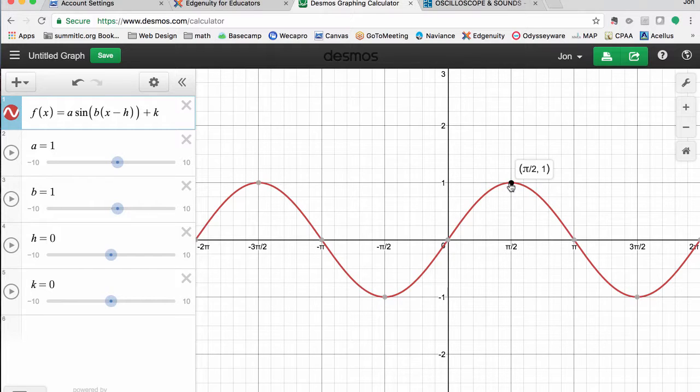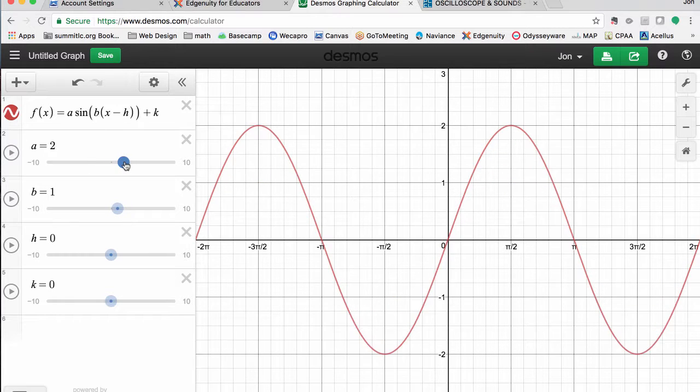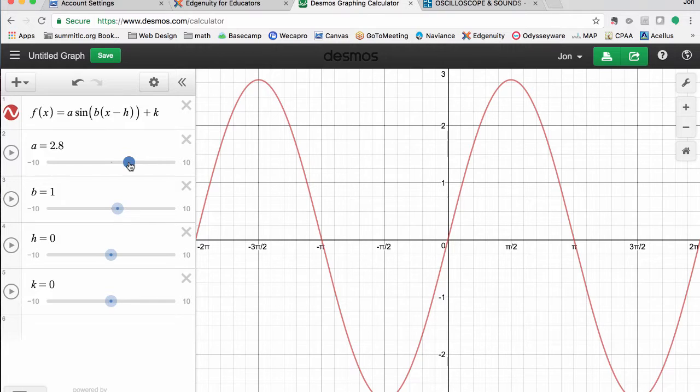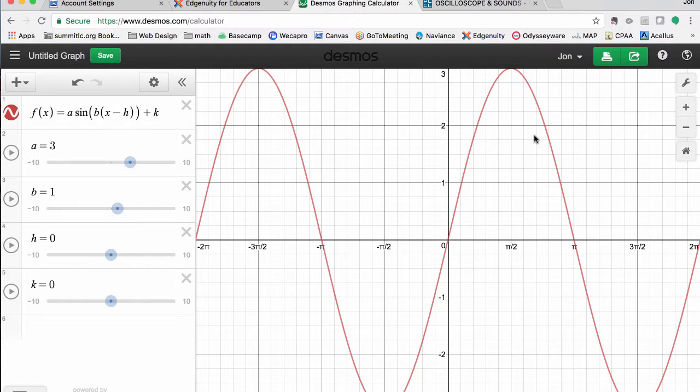If we increase to pi over 2 or 90 degrees, that's going to have a value of 1. All right, but what happens if I make my amplitude bigger? So I'm going to turn it up. Let's make my amplitude 2. And look at that. Now, instead of going up to just 1, it goes up to 2 for my maximum, and it goes down to negative 2 for my minimum. If I make A 3, now it goes up 3, down 3, up 3, down 3. So we're making it even bigger.